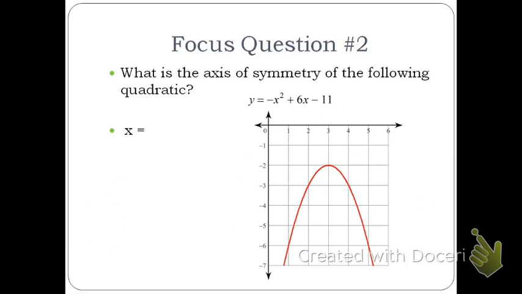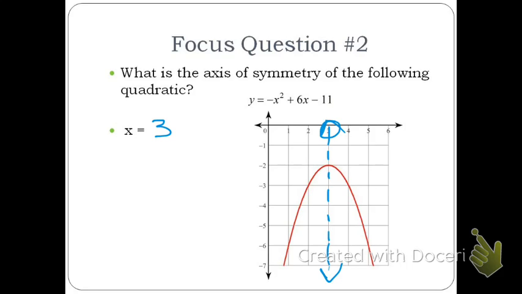Here you have another parabola and its equation. Let's see if we can figure out what the axis of symmetry is on this one. With the picture of the graph, you can clearly see that this divides the parabola in half, right there at the 3. So you know that x is equal to 3 is the axis of symmetry.